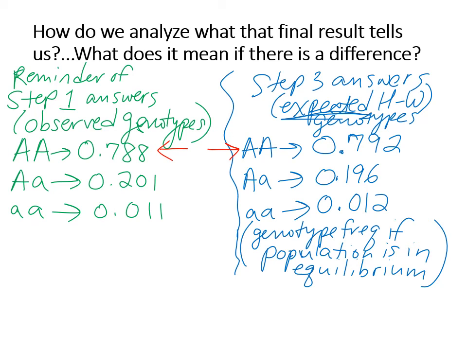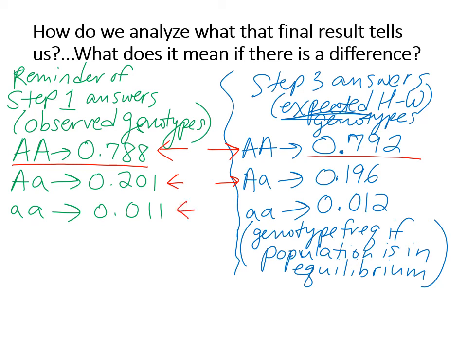So for instance, our population has 0.788 or 78.8% homozygous dominant. Okay, so I'm referring to the first one here. If it's in equilibrium, it should have 0.792, or 79.2% of the population as homozygous dominant. Well, those numbers are fairly close. Then we look at the second one, 0.2 versus 0.196, which when you round it is 0.2. So the expected and the observed there are fairly close.